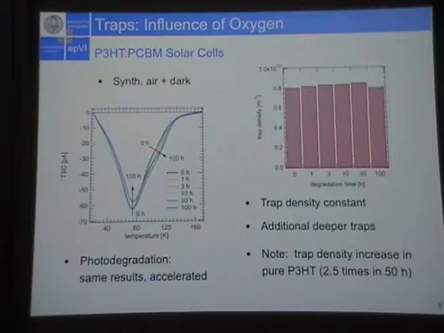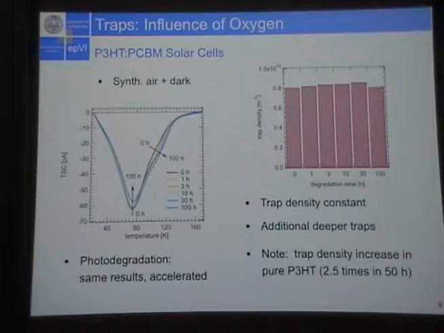Just in the dark, you see a TSC curve, and again, on a time scale of hundreds of hours, you get a slight decrease of this main peak at 105 millielectron volts, as I mentioned, but at the same time a slight increase of this shoulder from the deeper traps. The overall trap density is more or less constant. It's quite different from what we observed in the P3HT, because there, after 50 hours of degradation, we already saw that the trap density increased by 2.5 times.